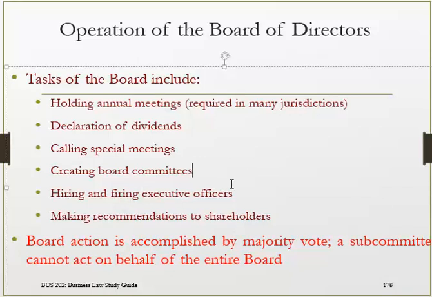They can hire and fire officers. The officers of the company, the executive officers, or really any officers of the company, serve at the pleasure of the board of directors. The board of directors can hire a president, and the board of directors can fire a president. And they can make recommendations to shareholders on major issues, like whether to dissolve, whether to merge, that sort of thing.